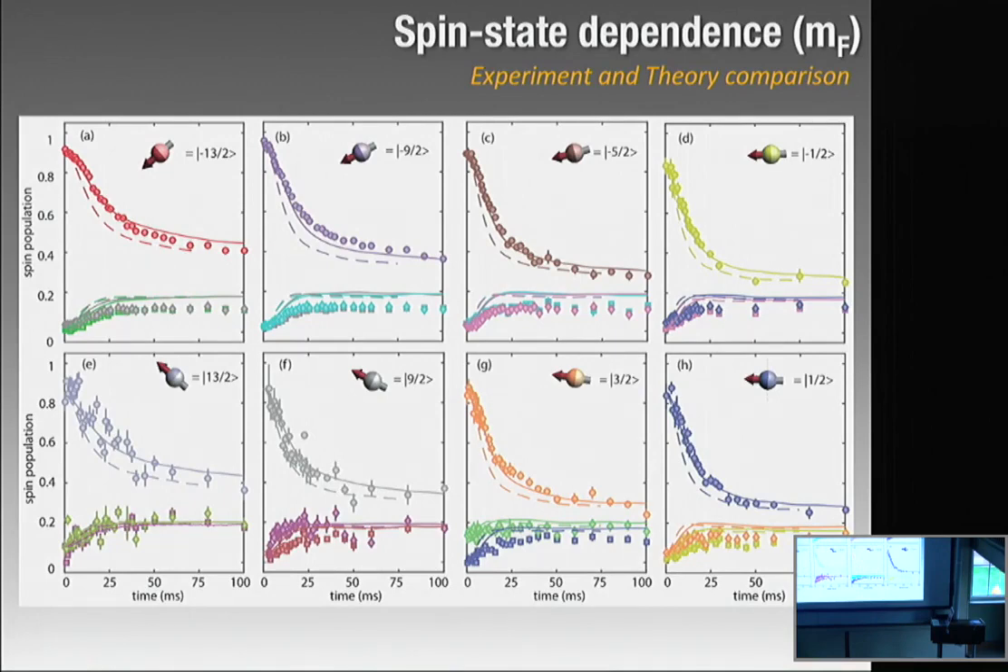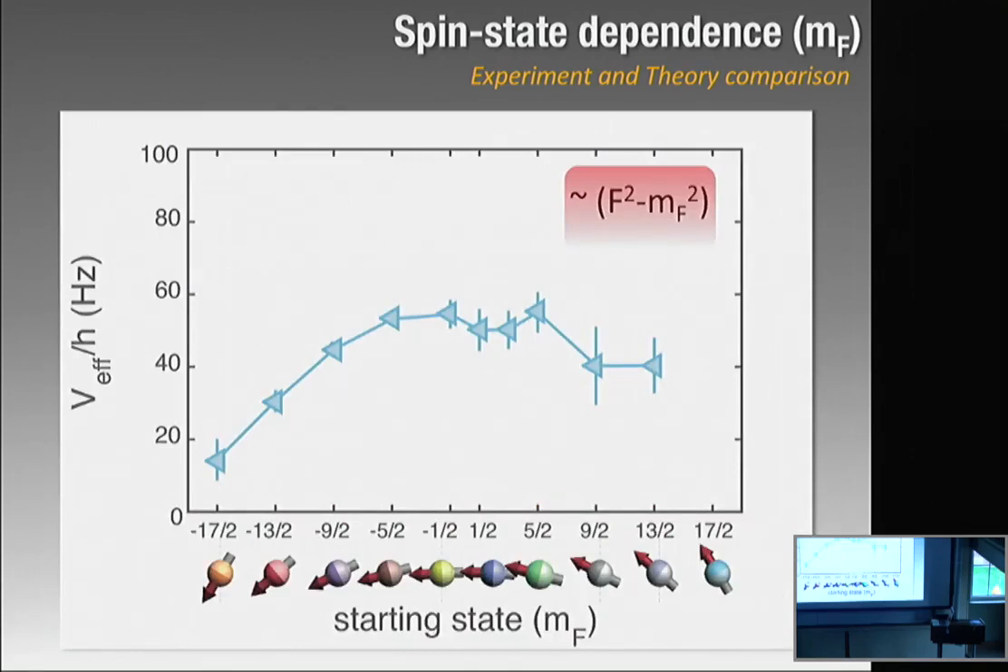And then from this, we can extract a decay rate. Let's focus on the excited state, so on the initial state decay. And this is the figure that we have as a function of the different spin states that we have probed. And so it's kind of a quadratic dependence.